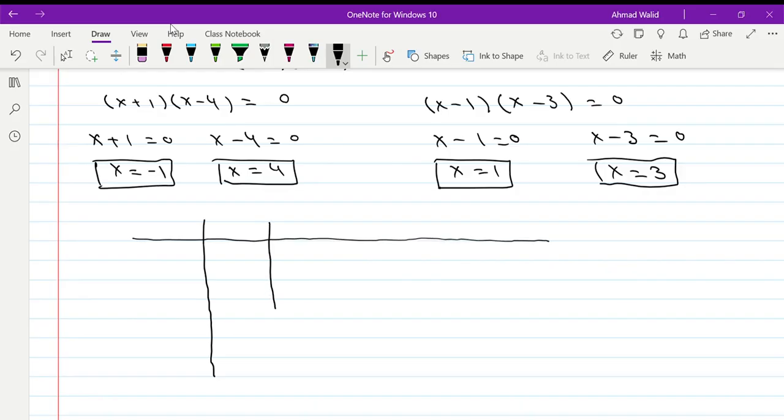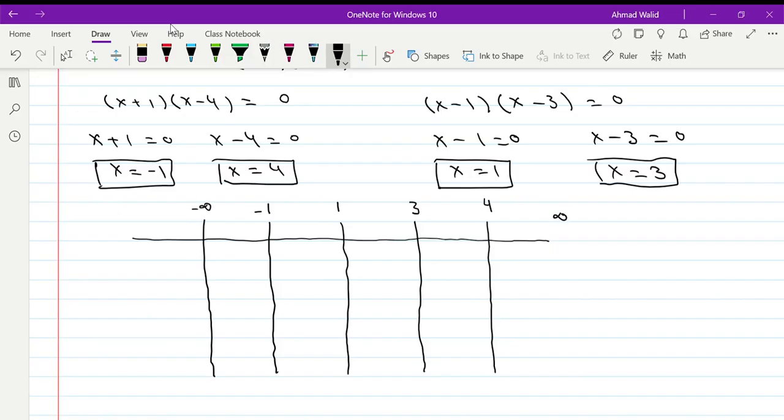One, 2, 3, 4 key points that I have, but you have to put your key points in order, right? You are dealing with the number line. Here negative 1, here 1, 3, and 4. Correct? Of course, here infinity, here negative infinity.